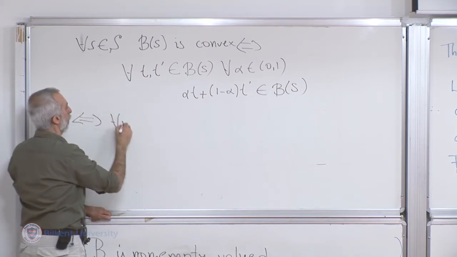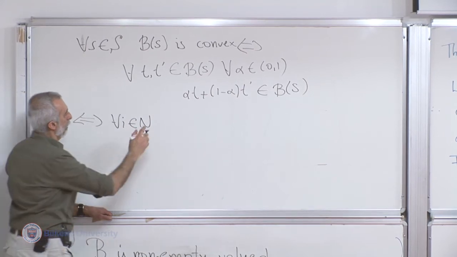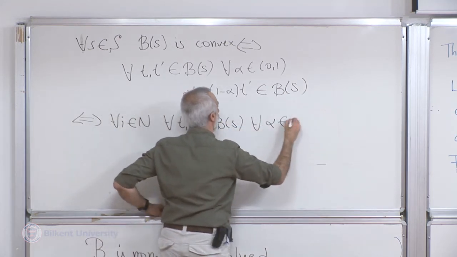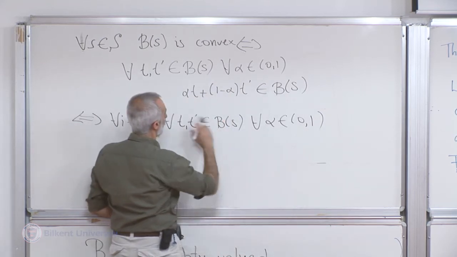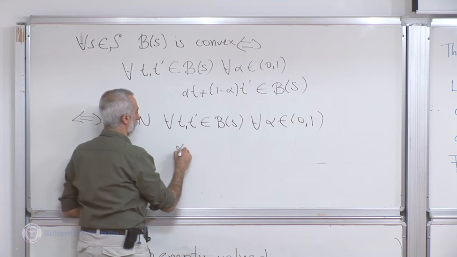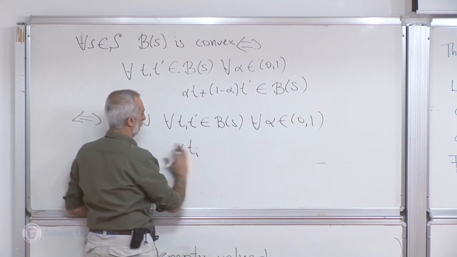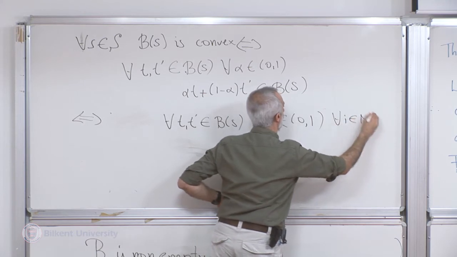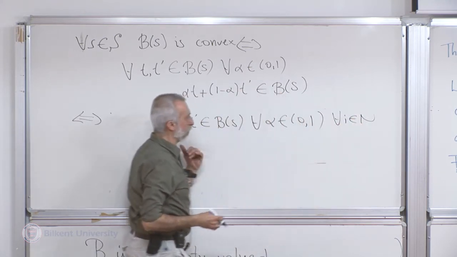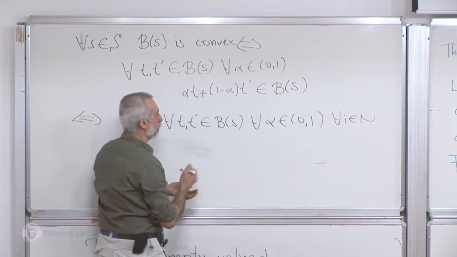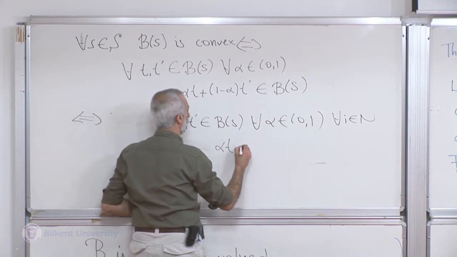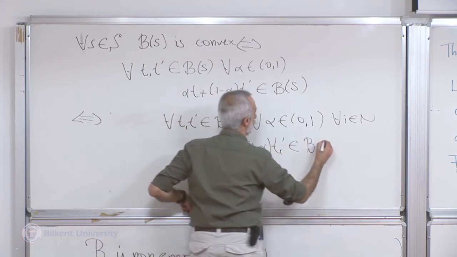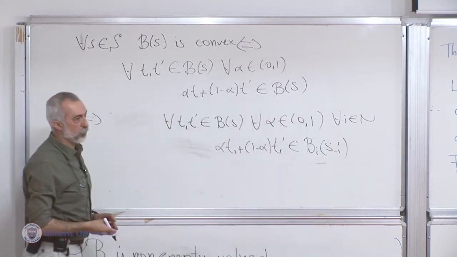That's the case if and only if for every agent i, for any T and T prime in B of S, for any alpha in 0, 1, this implies that alpha Ti plus 1 minus alpha Ti prime is a best response of agent i to S minus i. I should have written that for every i in N here. I'm sorry about that. They're all universal quantifiers, so we can change the order. Okay, that's what we want to show.